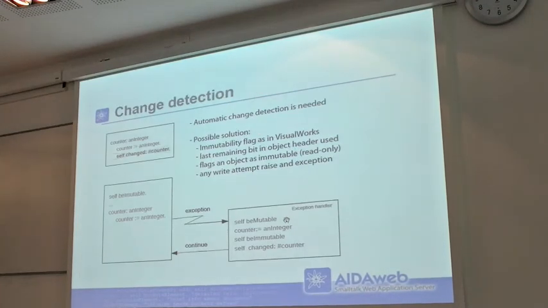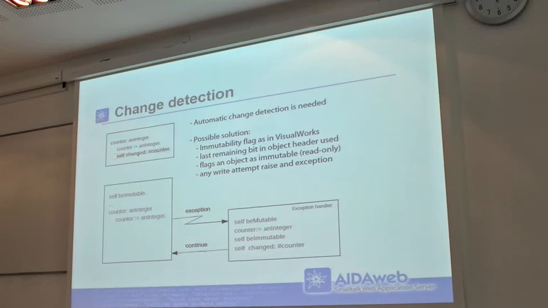Change detection. So I would like to urge Pharo, Squeak, and others to do this on VM level, if possible, because this will help us, not only web developers but anyone, much easier. So the idea here is, of course, to get rid of this part, to add any other method to the mutator methods. So automatic change detection is needed.